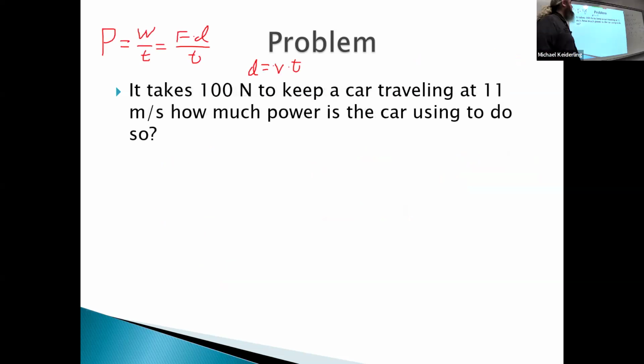And if it takes 100 newtons to keep a car traveling at 11 meters per second, how much power is the car using to do so? So remember, power is work over time, which is force times distance over time. And distance, if something's moving at constant speed like this, is just going to be velocity times time.